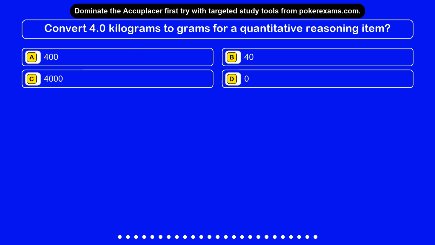Question 6. Convert 4.0 kilograms to grams for a quantitative reasoning item. Option A, 400. Option B, 40. Option C, 4,000. Option D, 0.